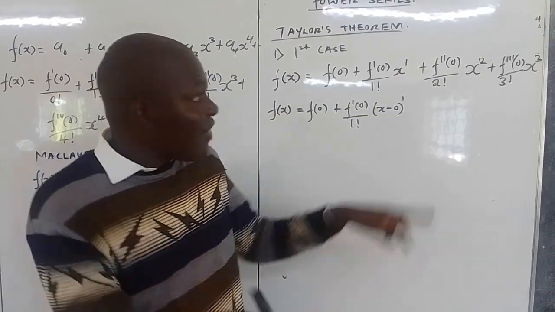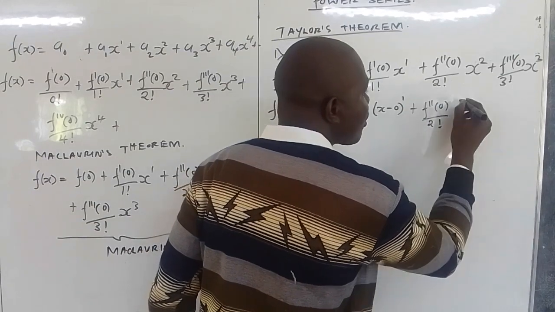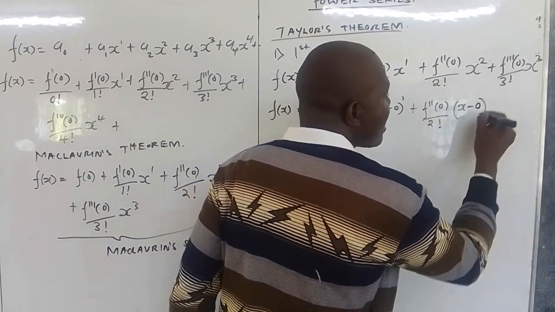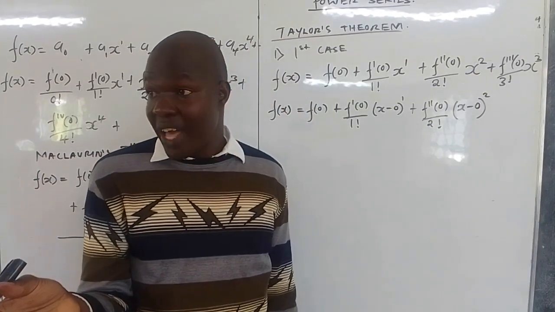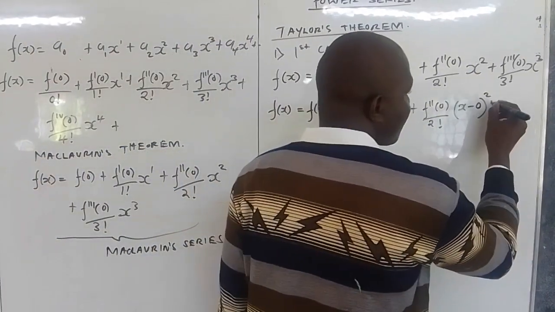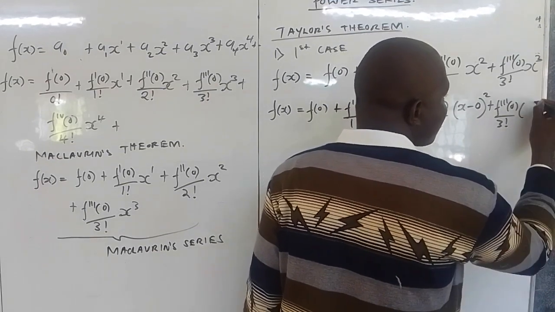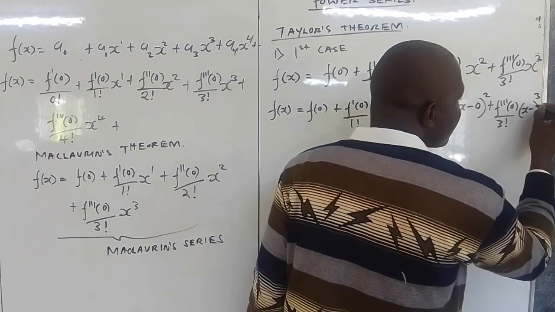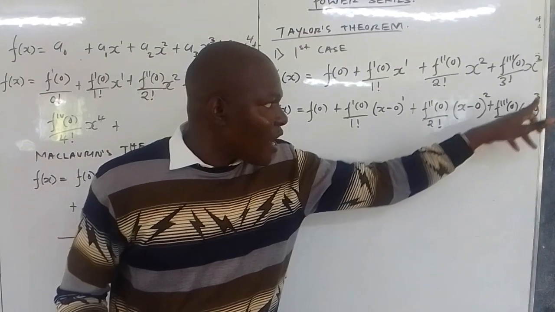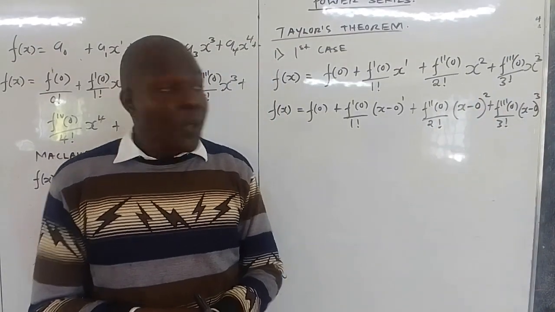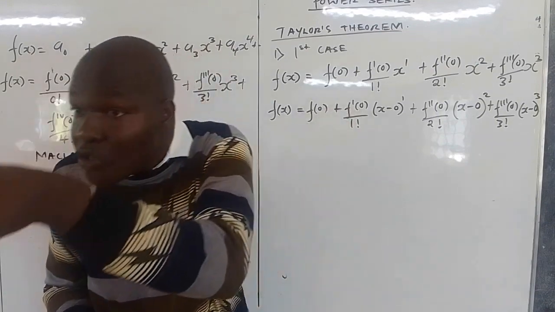Are you seeing that? Then the next term here, we have f double prime of 0 over 2 factorial. Then x can as well be x minus 0, then it is squared, because x minus 0 is just x. Are we together? Then plus f triple prime of 0 over 3 factorial, then x is cubed. This x, you can express it as x minus 0. So x minus 0 is just x to the power 1, x to the power 2, x to the power 3.